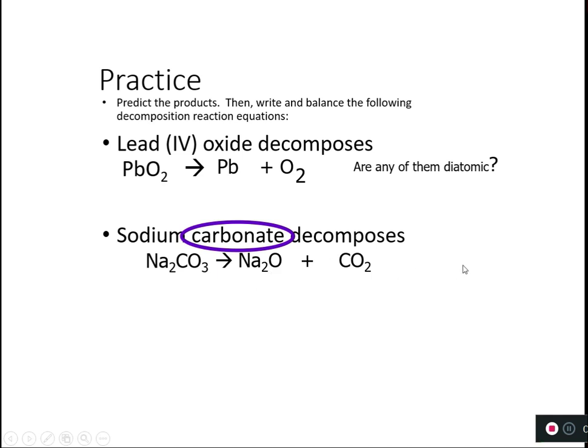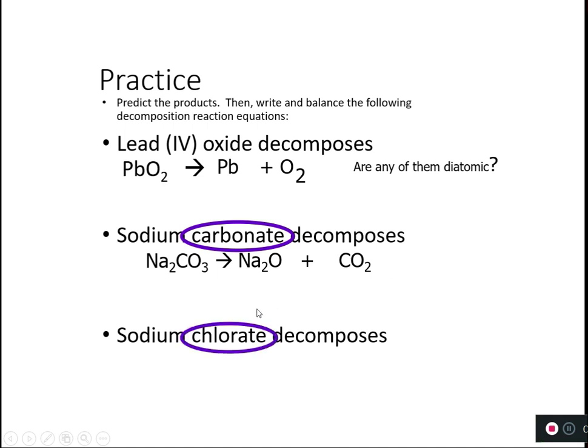Last example, sodium chlorate. If sodium chlorate were to decompose, again, chlorate is one of those exceptions. So we have to do something a little different than just breaking down to its elements. Sodium chlorate is going to break into sodium chloride and oxygen, the gas. Remember, chlorates break down into metal chlorides and oxygen gas, whereas carbonates break down into metal oxides and carbon dioxide. Make sure you memorize those two exceptions. Carbonates and chlorates are a little different than everything else.